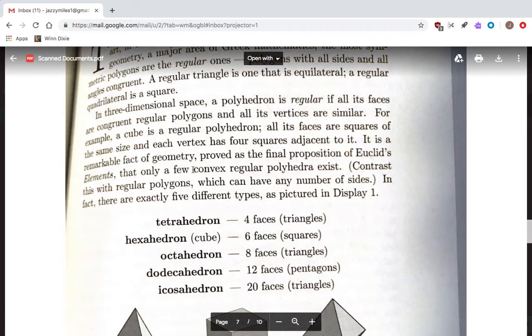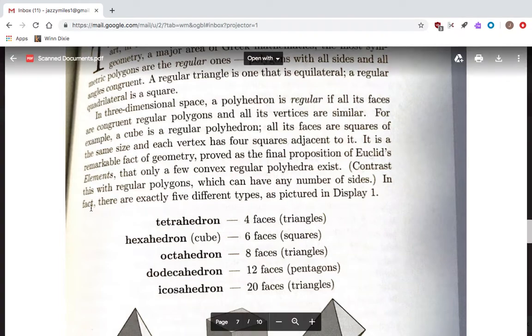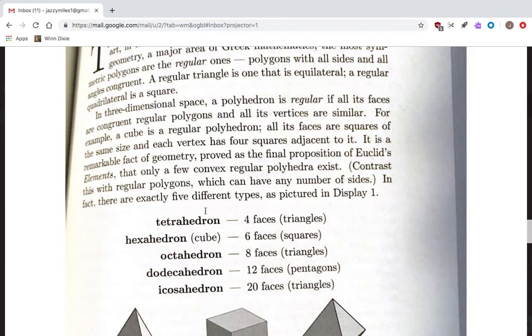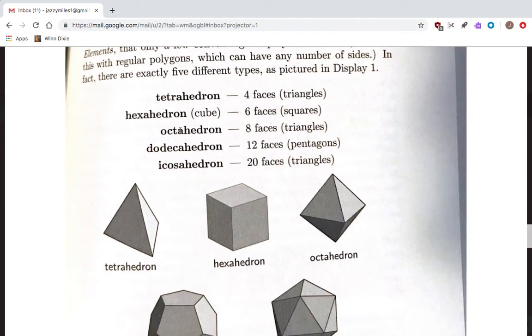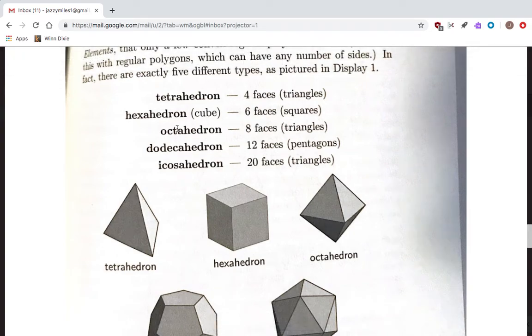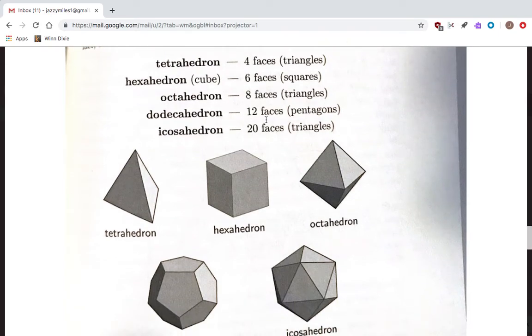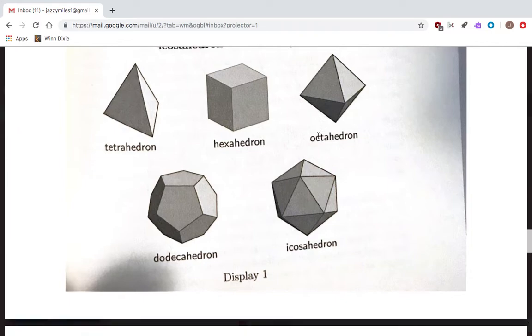It is a remarkable fact of geometry, proved as the final proposition of Euclid's Elements, that only a few convex regular polyhedra exist. Contrast this with regular polygons, which can have any number of sides. In fact, there are exactly 5 different types, as pictured in display 1. There's a tetrahedron with 4 faces, triangles. There's a hexahedron, which is a cube, 6 faces, squares. There's an octahedron, 8 faces, triangles. There's a dodecahedron, 12 faces, pentagons, and the icosahedron, which has 20 faces, triangles. And here they are. We know them well.